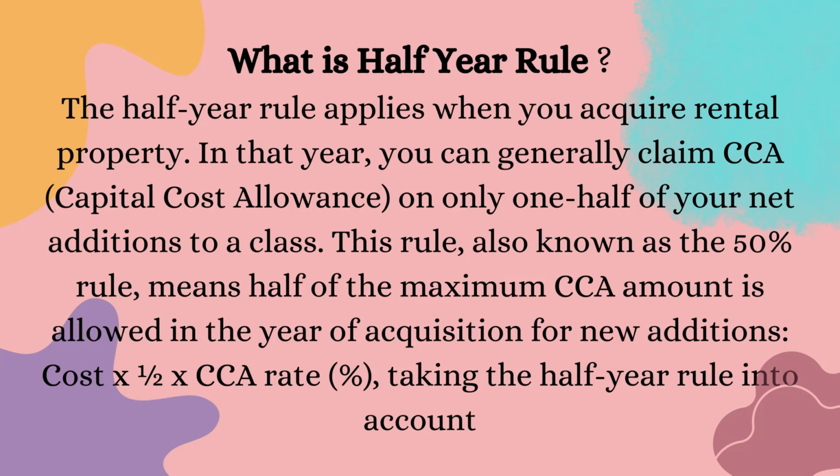In that year, you can generally claim CCA on only one half of your net additions to a class. This rule, also known as the 50% rule, means half of the maximum CCA amount is allowed in the year of acquisition for new additions: cost times 50% times the CCA rate, taking the half-year rule into account.